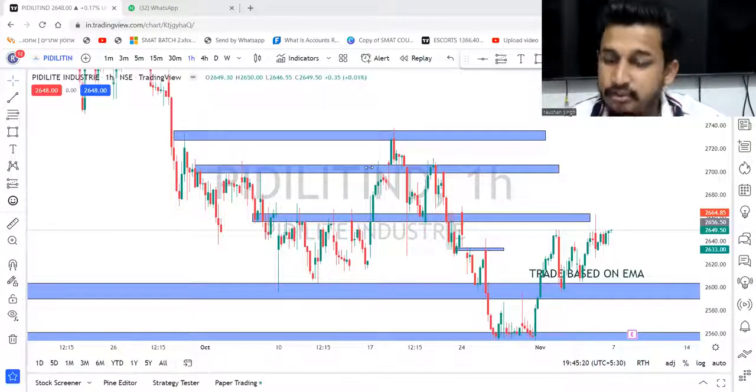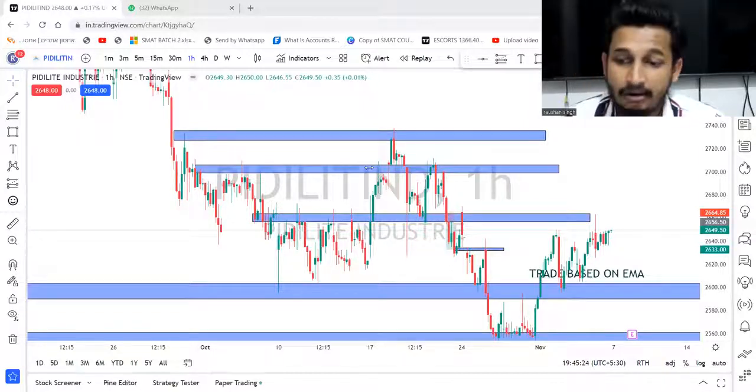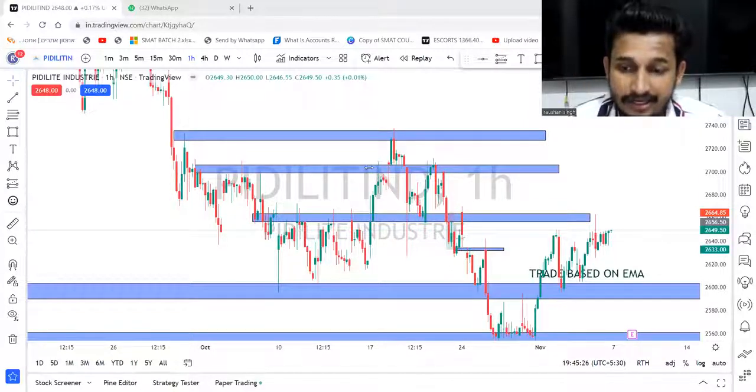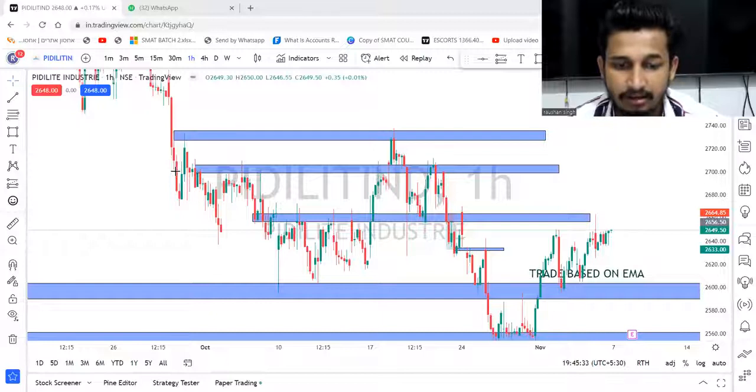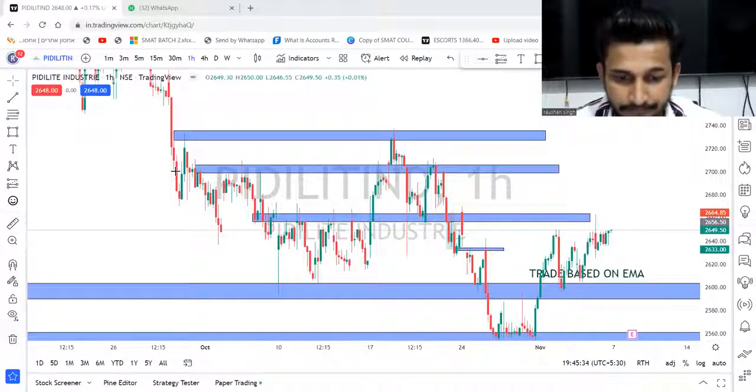I choose those kinds of stocks because even if it goes downside, it will come up in the future. So I choose those kinds of stocks, not some penny stocks. I never go for penny stocks.